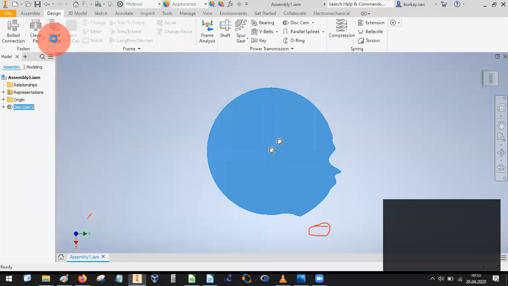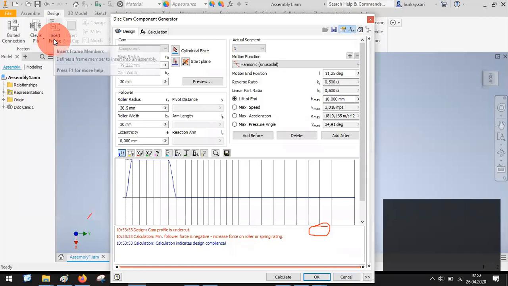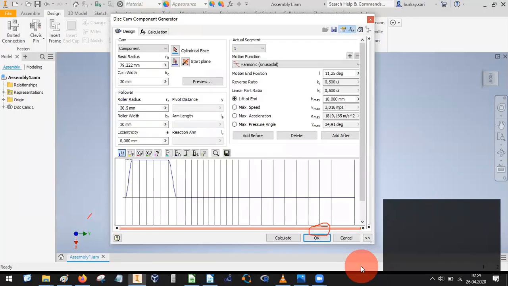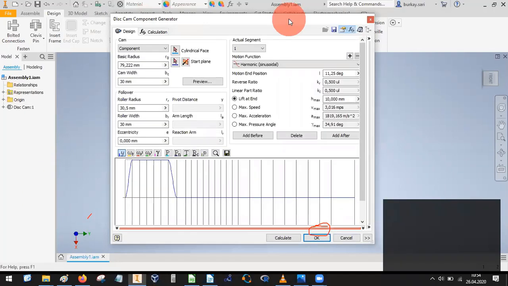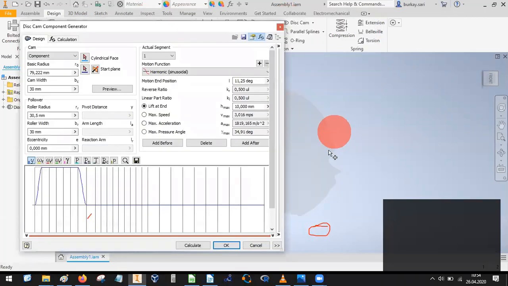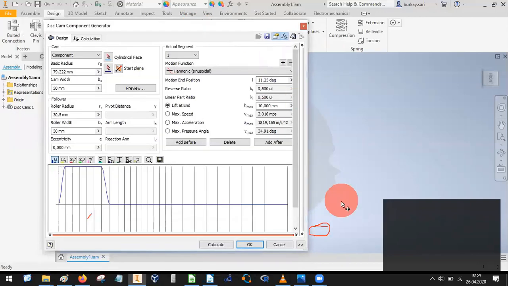When you click, you will go back to this disk cam component generator. I have omitted this one because it is very normal to have a warning something like this, because it has undercuts. The profile is not very sharp and it is impossible to create the shaft, the cam, something like this.